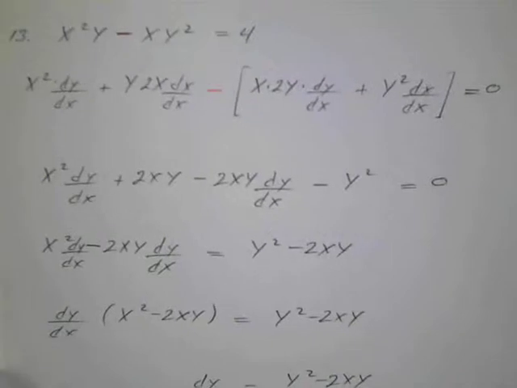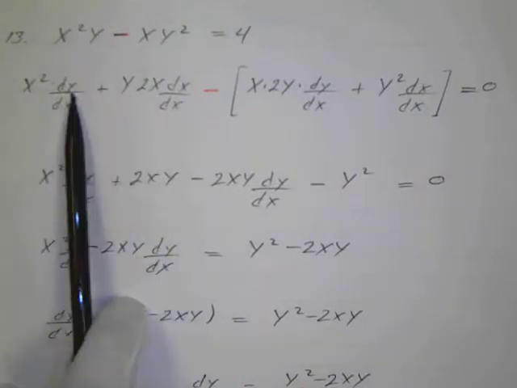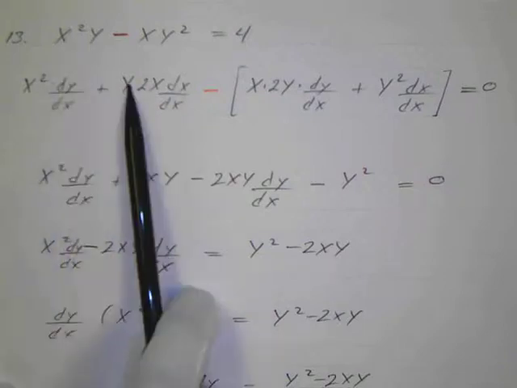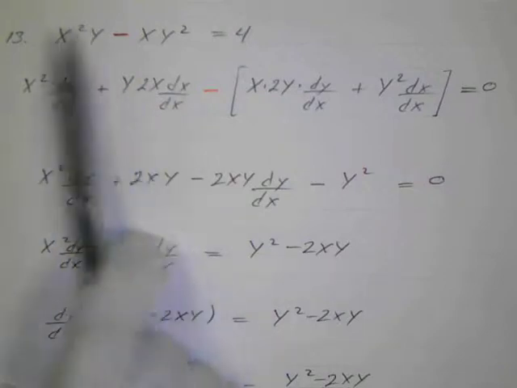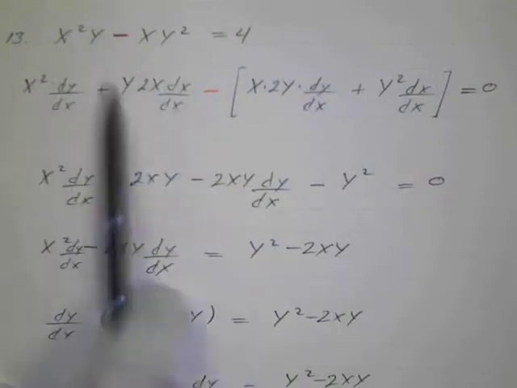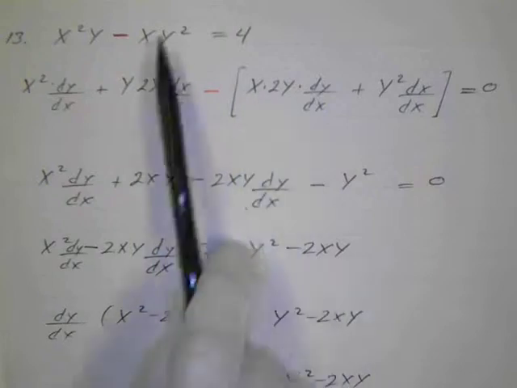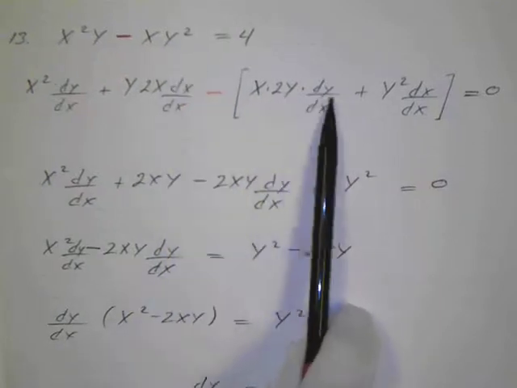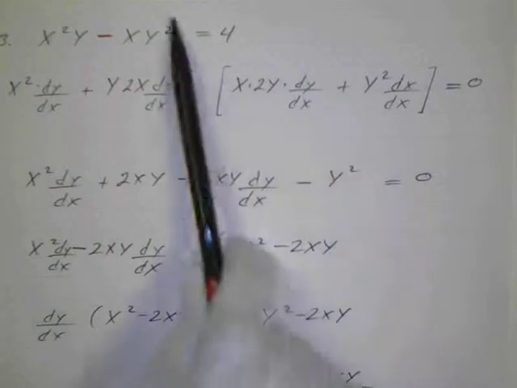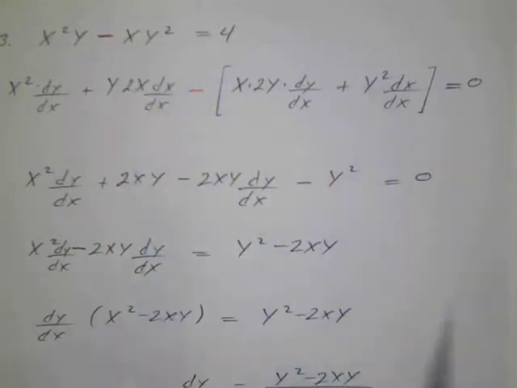Okay. So the first, which is x squared, times the derivative of the second, which is dy/dx, plus the second, which is y, times the derivative of the first, which is 2x dx/dx. Okay, so that's this first product rule. Minus the first, which is x, times the derivative of the second, which is 2y dy/dx, plus the second, which is y squared, times the derivative of the first, which is 1 dx/dx.